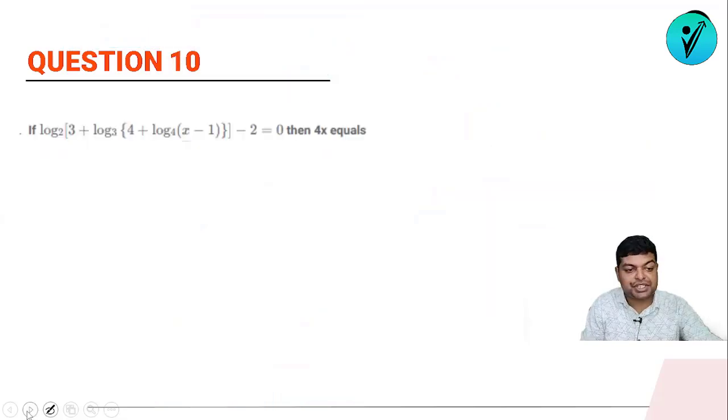Moving on to the next question, which is question number 10. It's from the chapter of log. Again, log is also a very important chapter. Some chapters are such that questions keep coming from them. Which ones? CISI, definitely there is a question. Log, definitely there is a question.